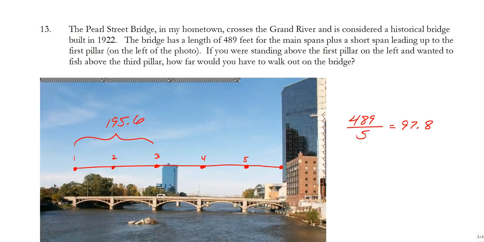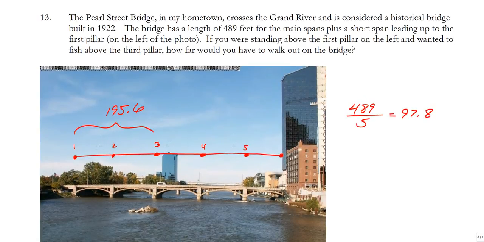Number 13 is kind of a neat example because you have a section of a bridge and you were pretty much told to ignore that little section on the left. So if we were to just take those sections of the bridge, we have 5 sections of that bridge. If you look, you have 5 arches. So we had to take the total distance of 489 feet and divide that by 5. And each archway is 97.8 feet long. So to get from pillar 1 to pillar 3, you just have to walk 97.8 twice, and you have 195.6.